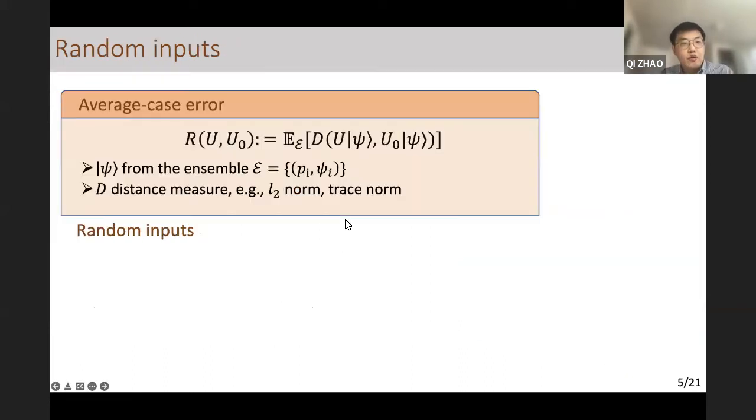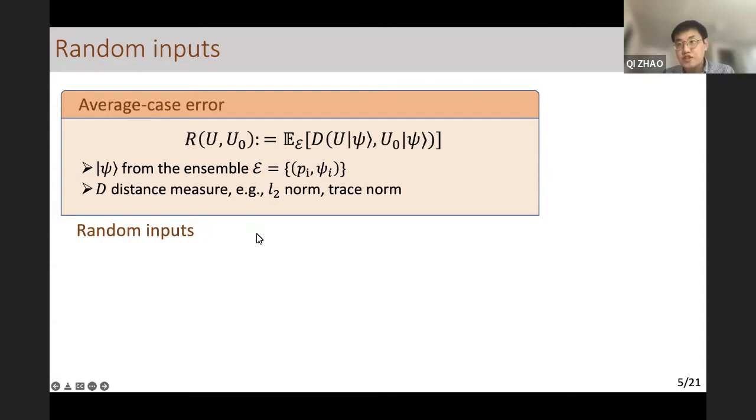Here we develop the theory of average performance for input states from a given ensemble. We choose the state i with probability p_i, and the distance of the output state can be quantified by different distance measures, like the L2 norm or trace norm. We can't solve this problem generally. We need some additional condition or assumption about this ensemble.